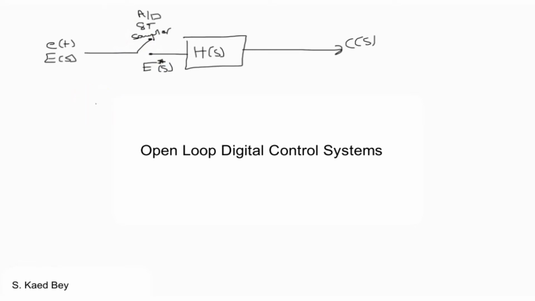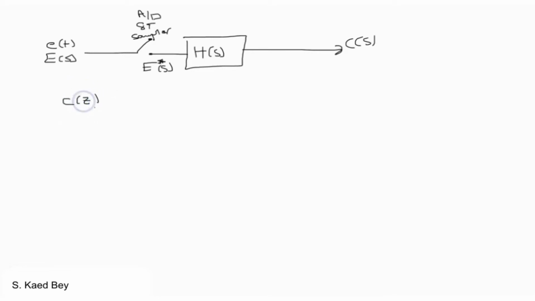If you remember, we are interested in finding the pulse transfer function, and this is the C in the Z domain over the E in the Z domain. To do this, we are interested in finding first the C star of S over the E star of S.